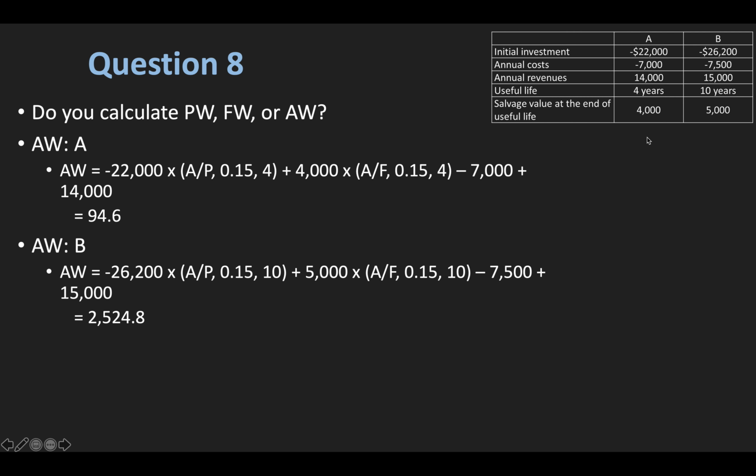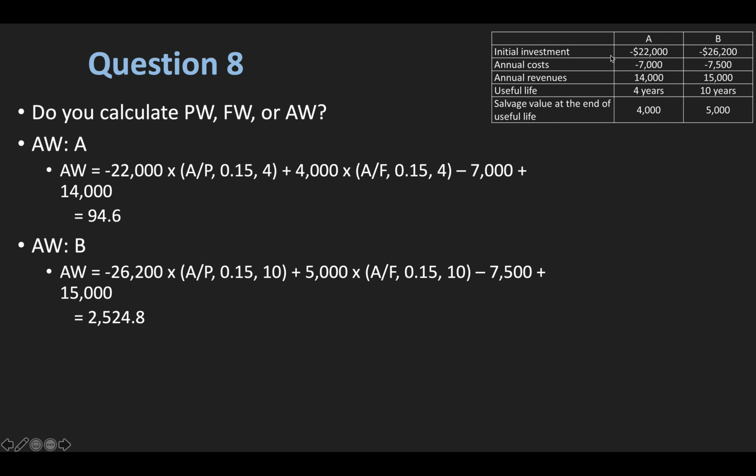Basically, we already have annuities here. We actually have two: one is annual revenue, which is 14,000, and the other is annual cost, which is 7,000. We put it here as negative, right? And we just need to convert the other two to annuity.